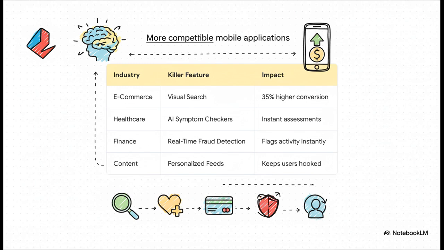Or think about healthcare. An AI symptom checker can give a worried user some immediate, reliable info while they're waiting to see a doctor. You see, this isn't just about cool tech. It's about solving real-world problems and driving actual business results.